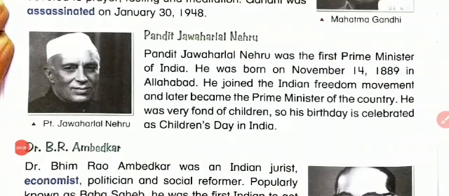Pandit Jawaharlal Nehru was born in Allahabad on 14 November 1889. He was also known as Pandit Nehru due to his roots in the Kashmiri Pandit community, while Indian children knew him as Chacha Nehru. He loved children very much, and because of that, on his birthday, we celebrate Children's Day, on 14th November.